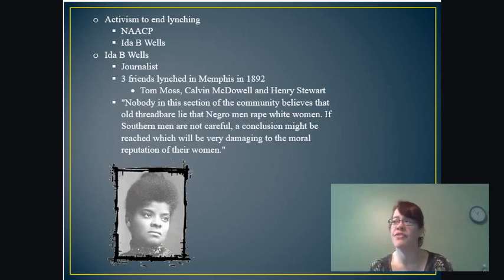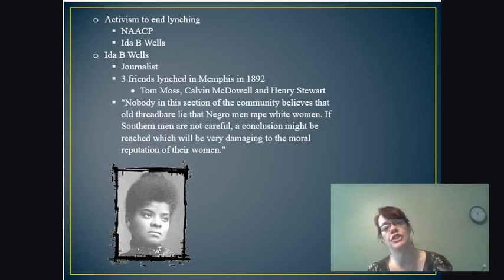And she says herself that up until she lost 3 friends in 1892, she kind of bought into the myth of lynching, that it was something that happened rarely, and that it only happened in extreme cases, and usually only when it was a black man raping a white woman. She says she bought into that propaganda, which still goes on today, that many people believe.